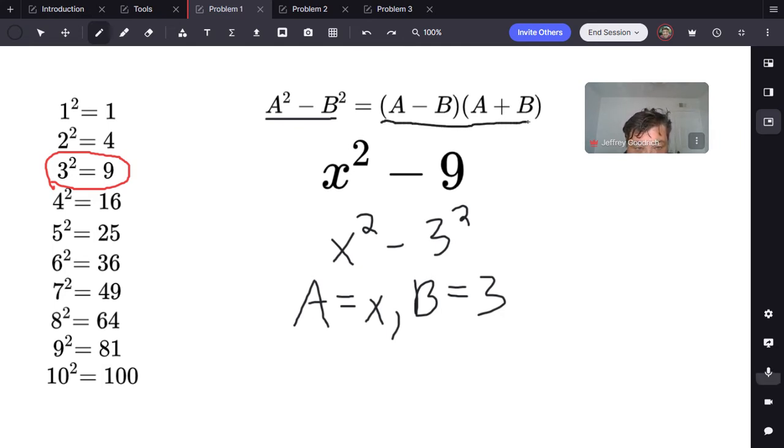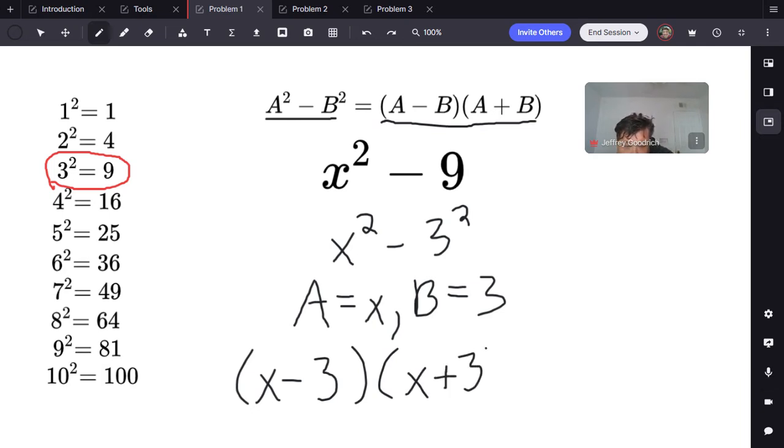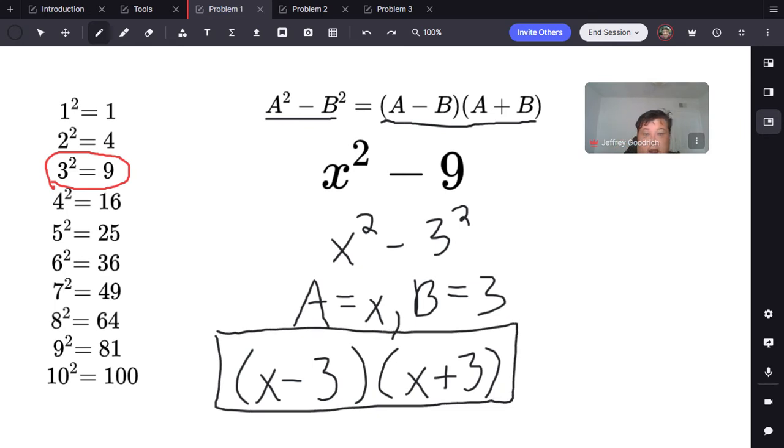Awesome. So now that we know what our a and our b is, you just have to plug it into this side of the formula now. This is kind of the easy part. We're just replacing a with x and b with 3. So we're going to say x minus 3 and x plus 3. And that's it. That's the final answer. And of course, since we're just multiplying the two binomials, multiplication is commutative, which means it doesn't matter which one you put first. You can put the x plus 3 first, or you can put the x minus 3 first. It doesn't matter.